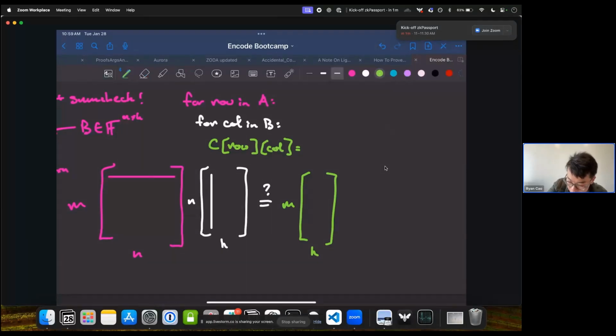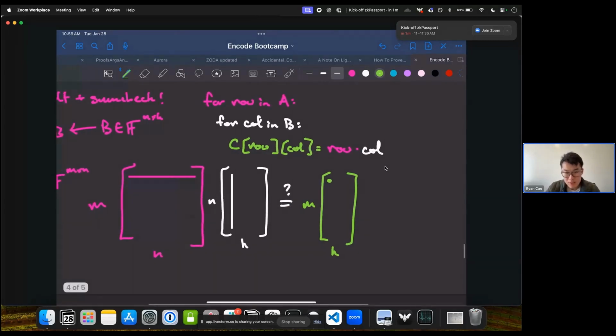I guess you don't need to transpose the row. So this should just equal row dot col. In other words, this first entry of C right here should equal the dot product of the first row of A with the first column of B. Okay, cool. So this algorithm, we basically want to encode, in some sense, into the Sumcheck formula.